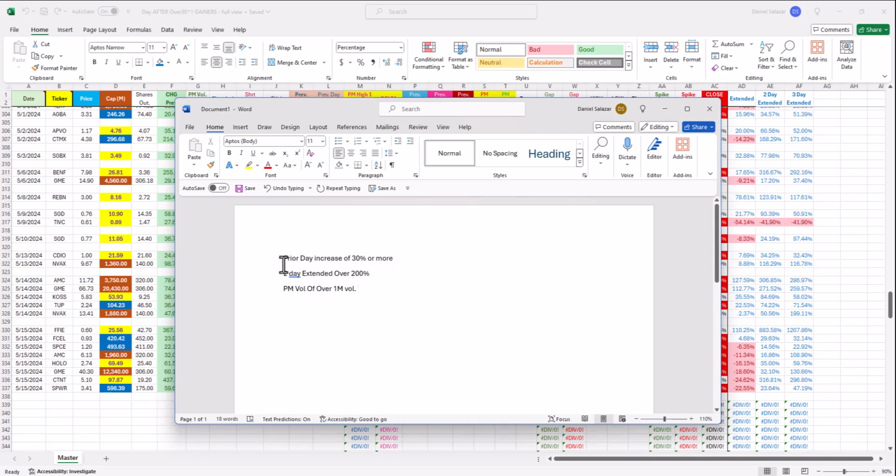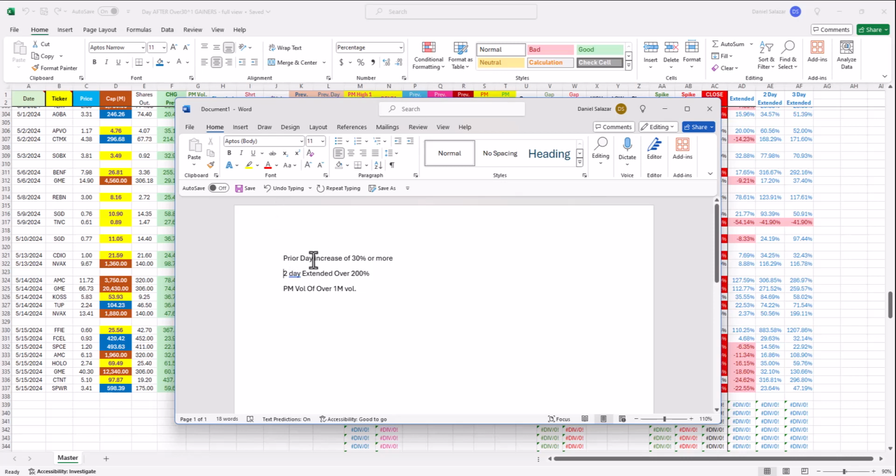The first requirement is that you have to have a prior day increase of over 30% or more. So it has to be a prior day, a green day of 30% or more. The second one is that it has to have a 2 day extended of over 200%.